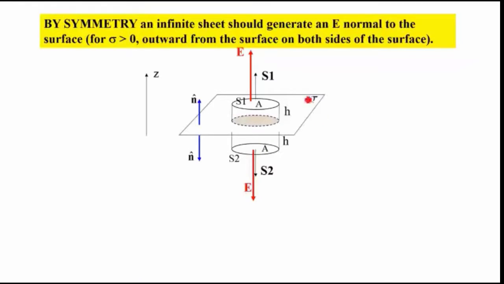By symmetry, this infinite sheet will generate an E field that is normal to this surface. That shows you that you have E in the z direction, either plus or minus, depending on what side you're on. So for sigma greater than 0, this is outward from the surface on both sides of the surface, and I've drawn these on two sides.